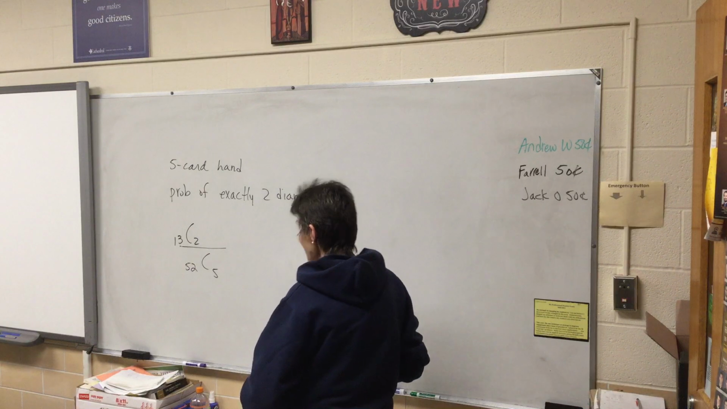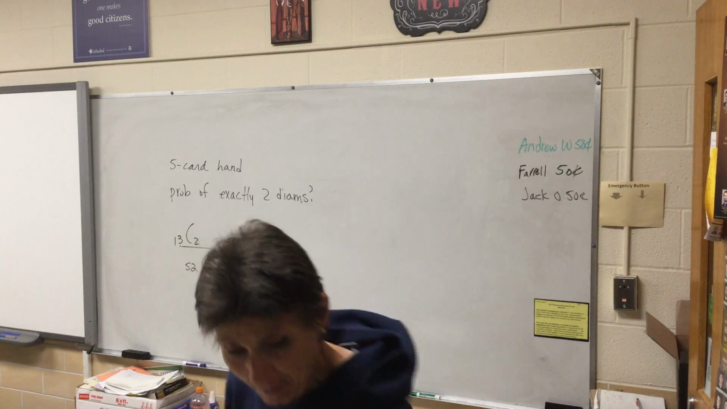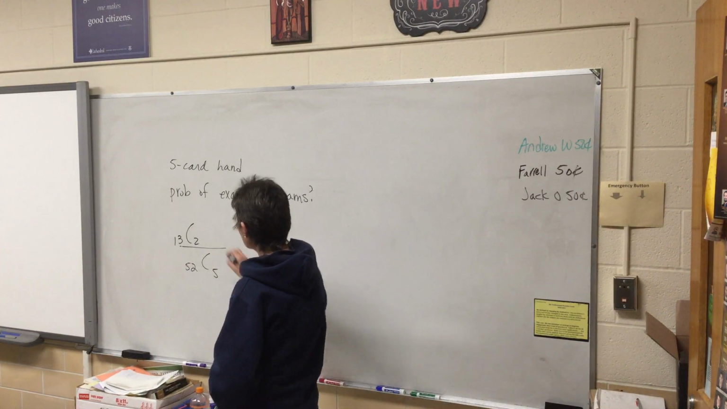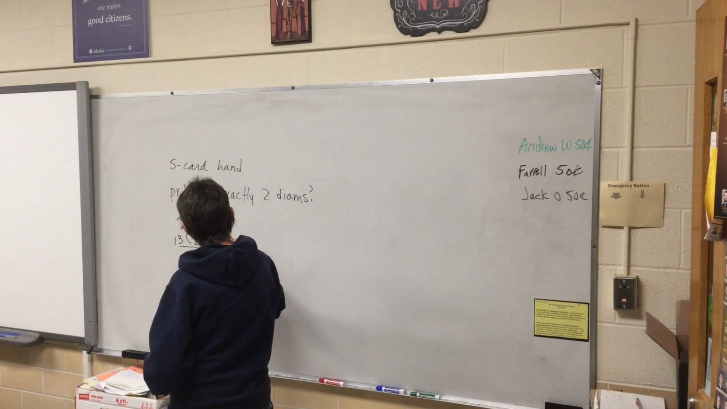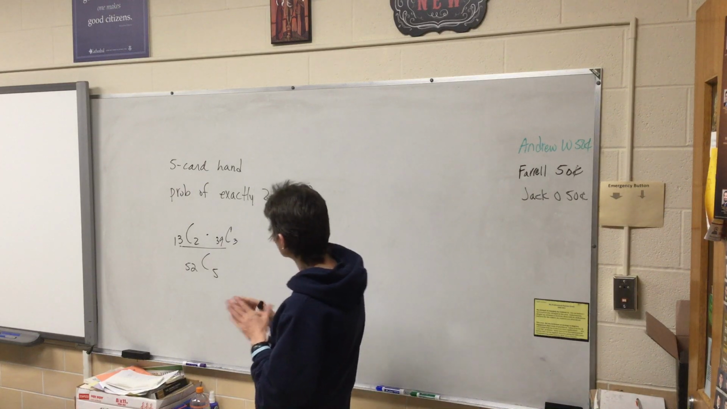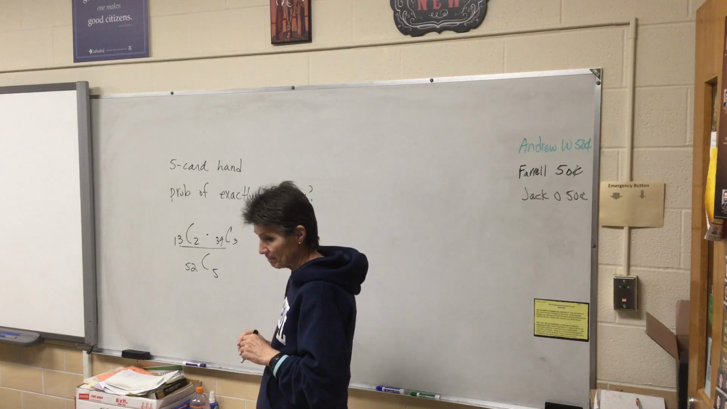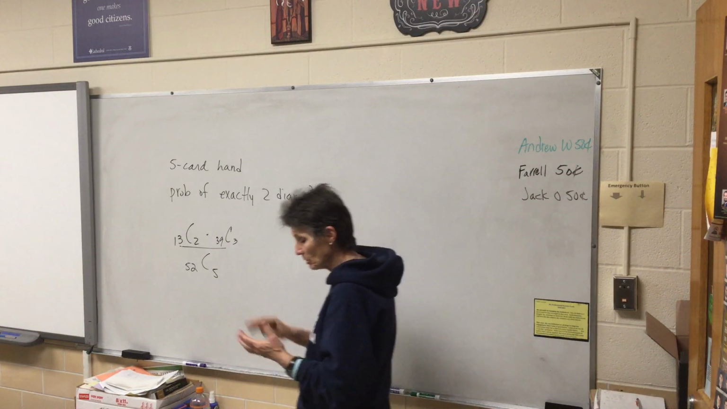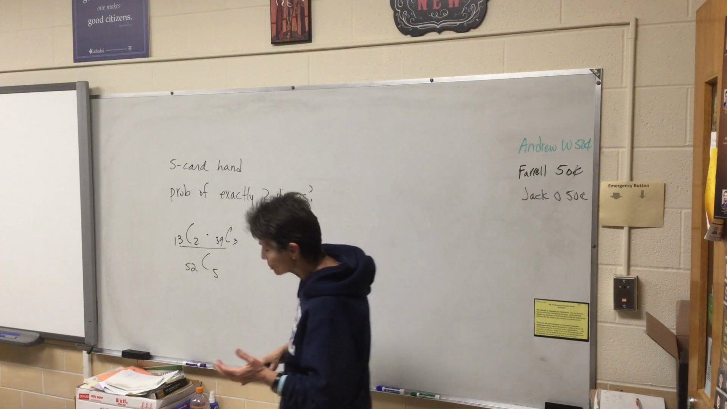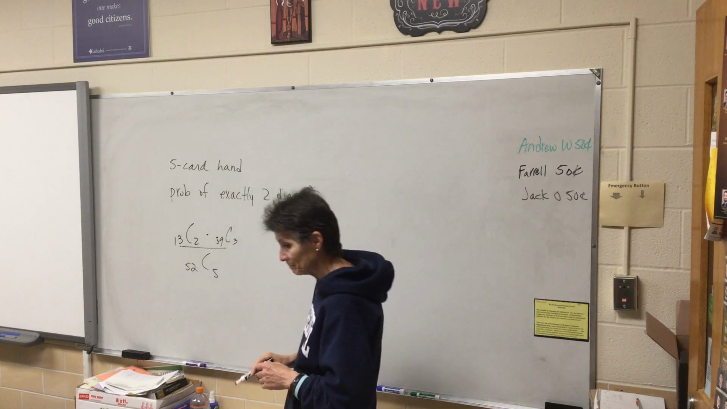They're not going to be diamonds. Very good. And if they're not diamonds, how many choices do I have for them? 39. Yep. So does everybody understand that in this problem, you are picking 2 diamonds and 3 not diamonds? And the not diamonds would be spades, clubs, or hearts. There's 13 of each, so that's 39 possibilities, and you're going to pick 3 of them.